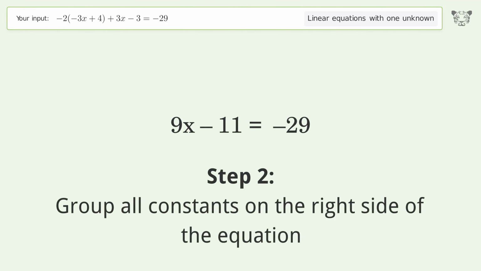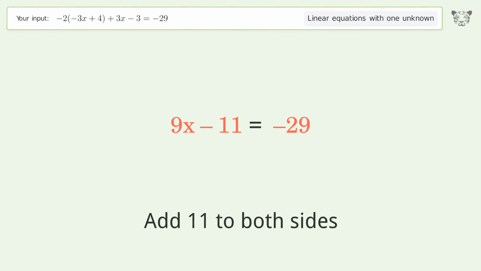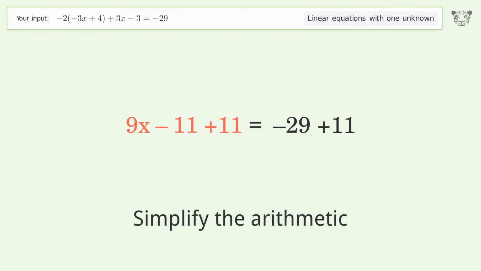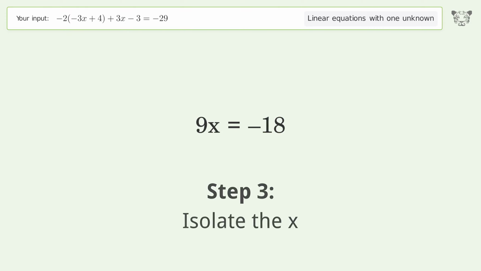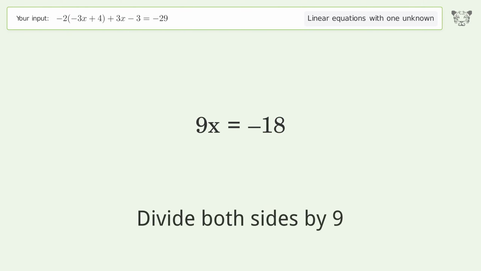Group all constants on the right side of the equation. Add 11 to both sides. Simplify the arithmetic. Isolate the x. Divide both sides by 9.